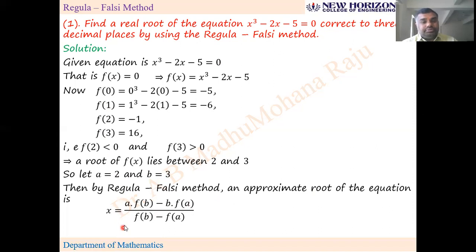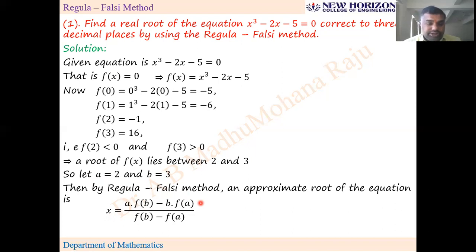Check the nature of the f of x value. If it is positive, take this x value as b and repeat the procedure again, taking a as the same value. Suppose at this x value the function value is negative. Take this x as a, and b will be the same as it is, and repeat the procedure until you get the required appropriate value.